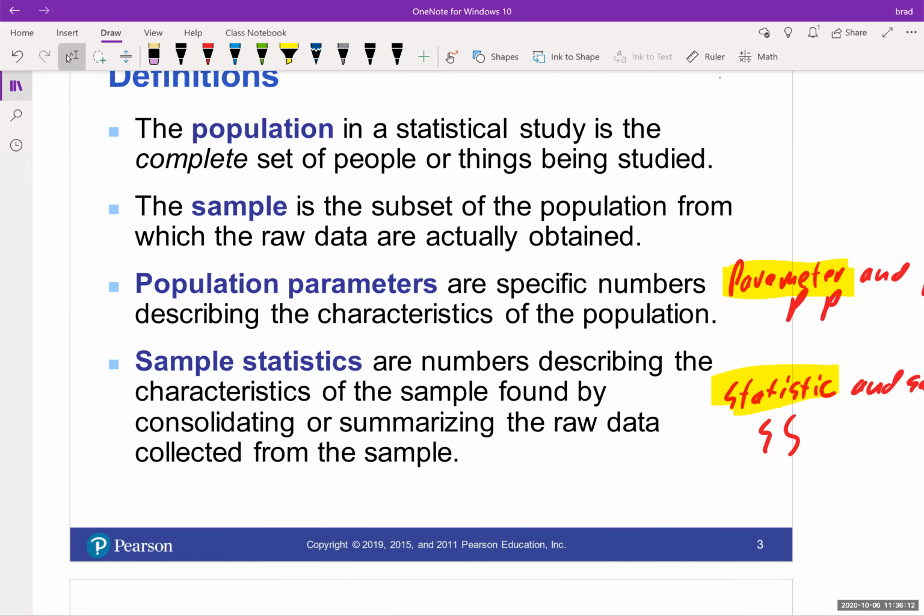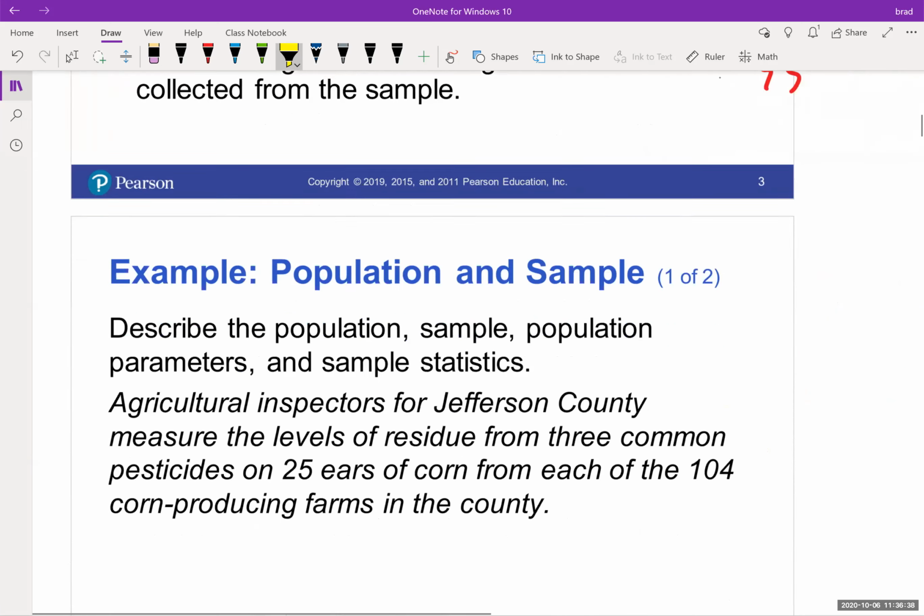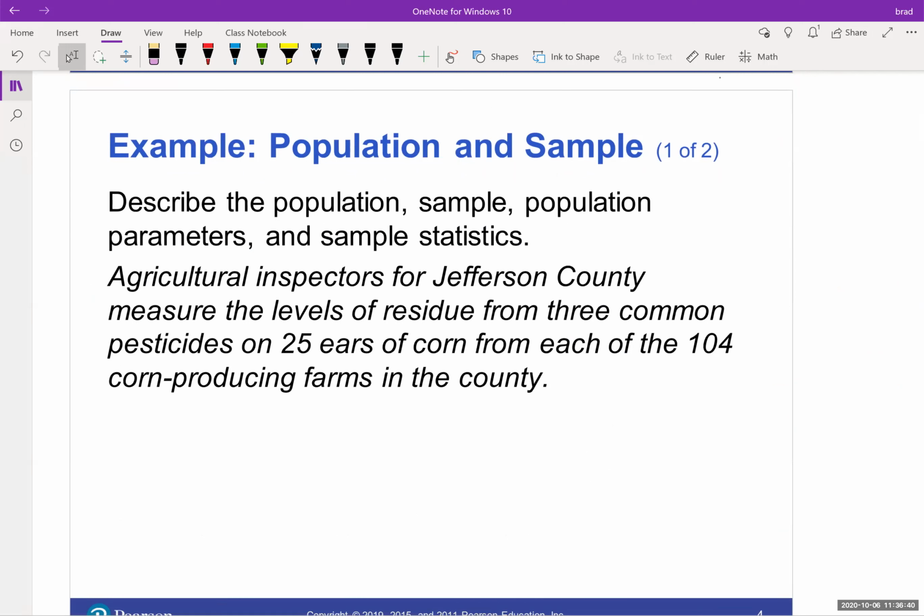Sample statistics are numbers describing the characteristic of the sample found by consolidating or summarizing the raw data collected from the sample. So basically, parameters and statistics are ways to describe either the population or the sample, and maybe describes is the wrong word, but they use that too. It's basically talking to you or explaining to you what you're looking at or measuring in this particular problem. Okay. So describe the population, sample, population parameters, and sample statistics.